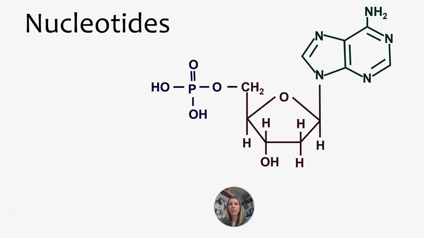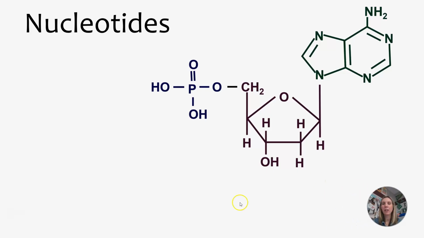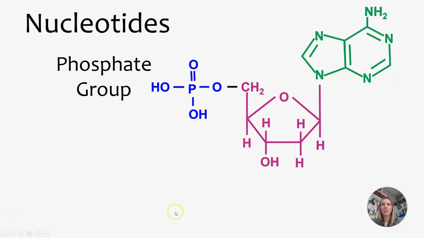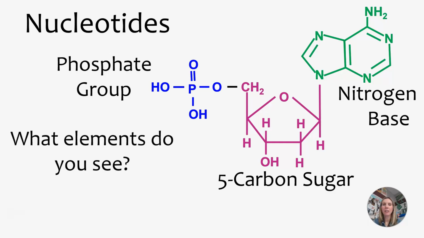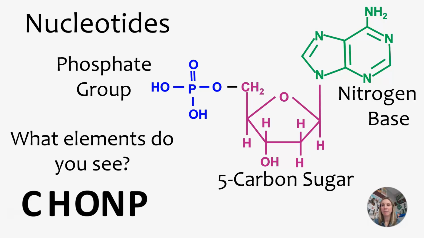So now if we switch to this molecular structure of our nucleotide, instead of our generic cartoon one, we can actually see the elements that are in our nucleotides and our nucleic acids. So in nucleic acids, we can see that there's a phosphate group, which contains phosphorus, a 5-carbon sugar, and then our nitrogen base. So the elements that we see in a nucleotide are C, H, O, N, and P.